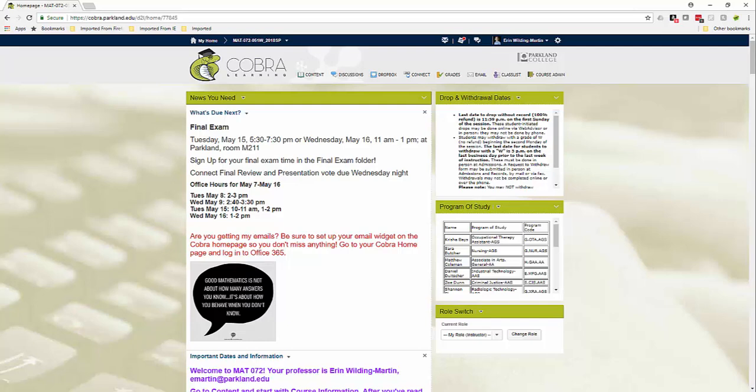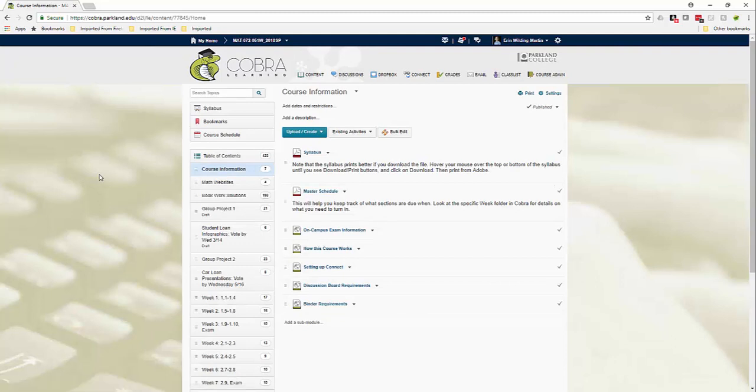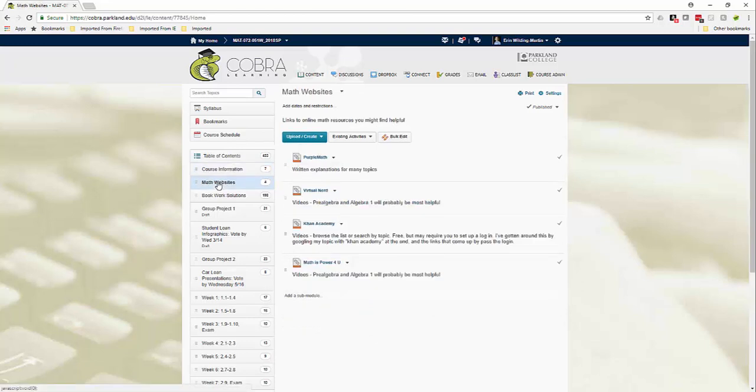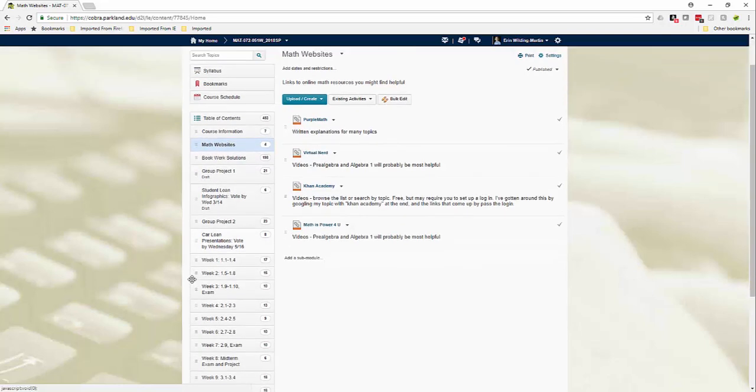My course is in Desire to Learn, so it does look different from Moodle. On the first page, I just keep a running announcement of what's coming up due. And then when the students go into the main content, you'll see that in Desire to Learn, the menus are along the side instead of along the top. I have a course information folder with all the important things that they need to know at the beginning of the course. I have some math websites that offer general help, and then some things specific to this class projects.